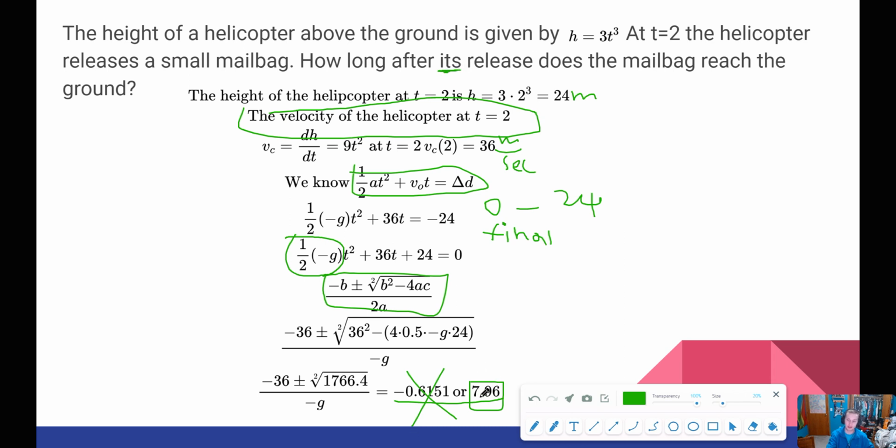Keep in mind that it said how long after its release, after the bag's released from the helicopter, does it hit the ground? So the helicopter goes up, and then it drops it. So we're measuring from when it was dropped to when it hit the ground. That is 7.96 seconds.